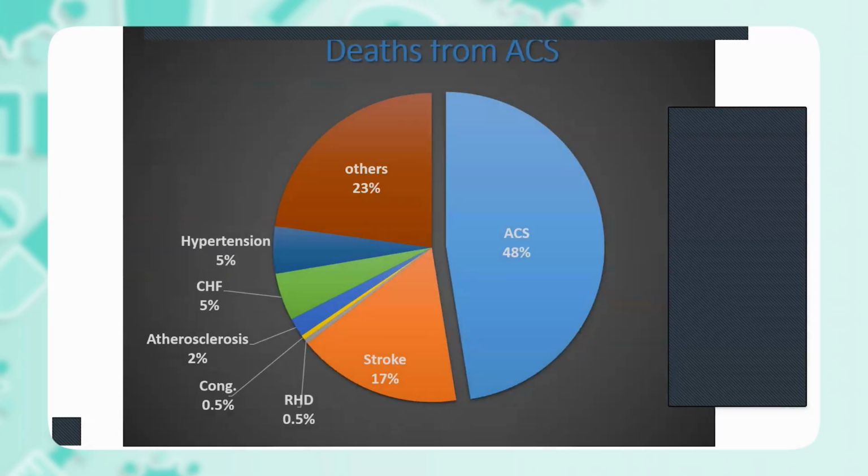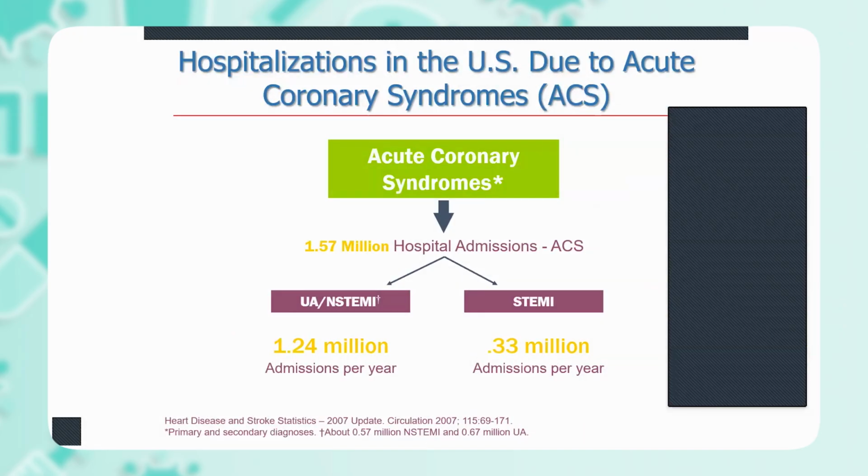So let's begin. This slide is made not for the statistics, but to show you that ACS is responsible for almost 50% of the deaths from cardiac causes. So that's a lot of percentage. And it is a significant 1.6 million hospital admissions. Most of them, more than half, are because of NSTEMI and unstable angina. And less than 1/3 is from STEMI.